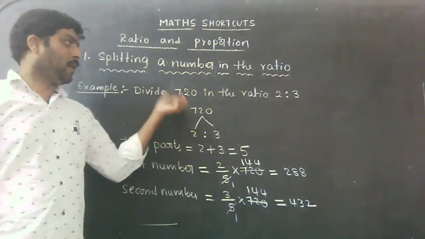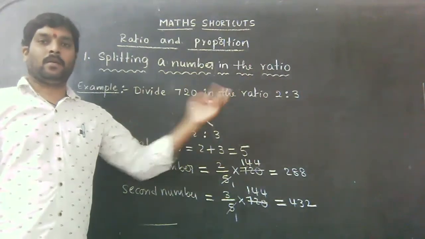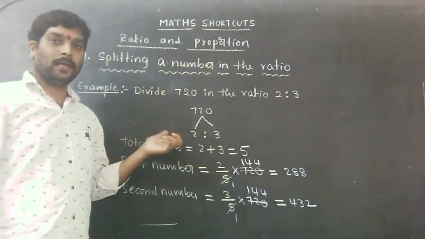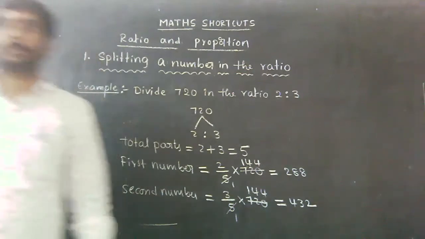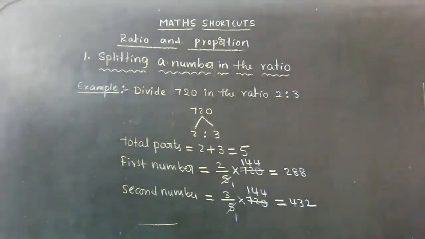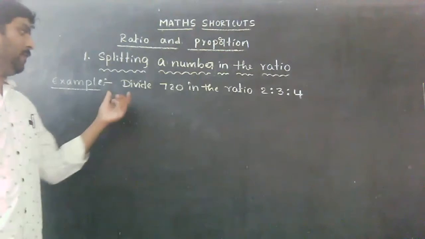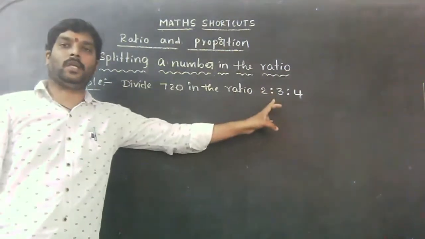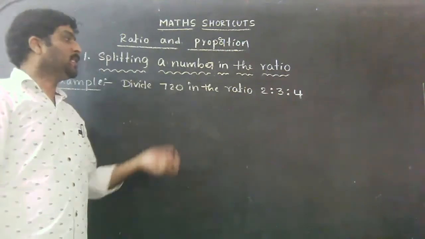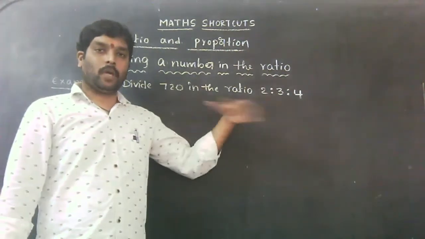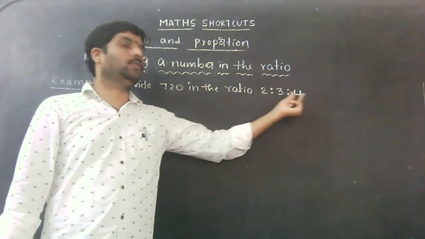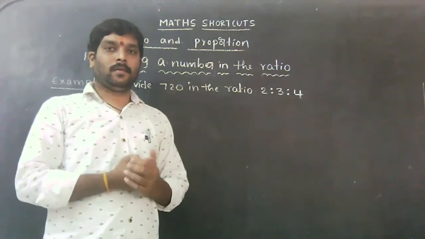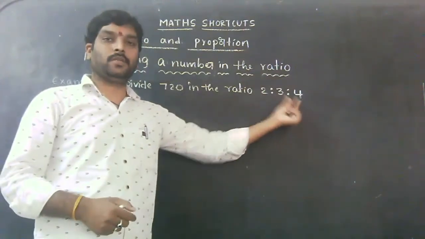So a number is divided into two parts. For example, we have to see 3 parts. How to do it? Let us see one more example. Now divide 720 in the ratio 2:3:4. The previous example was only 2:3. One more part is there, 2:3:4. We have to divide 720 into 3 parts in the ratio 2:3:4.